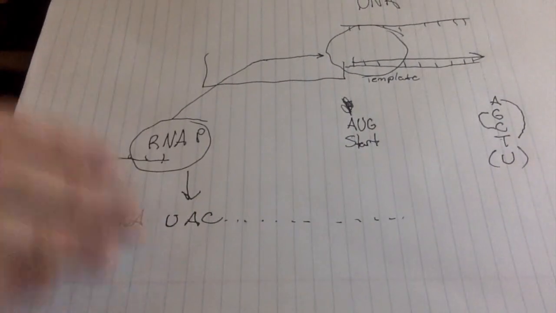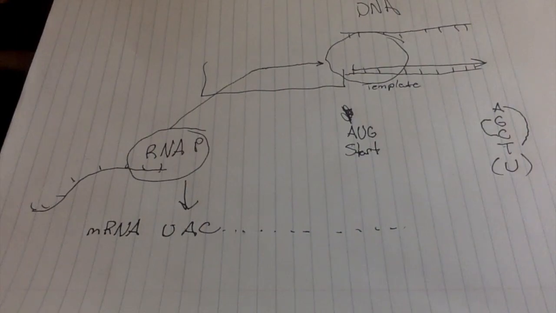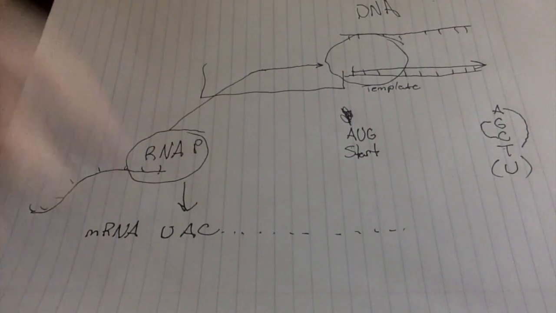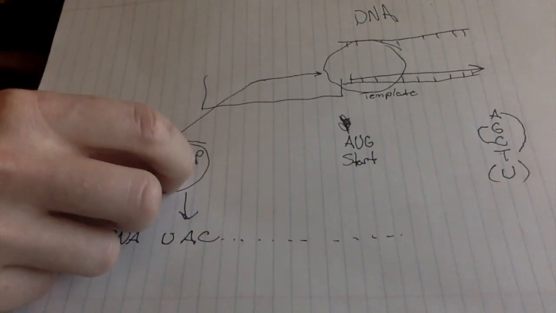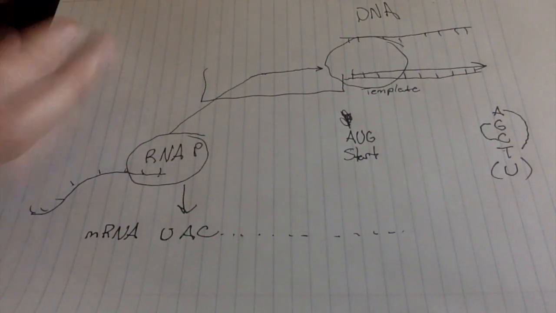What will actually happen instead is there is a protein that is attached to the RNA polymerase that binds and actually closes off the RNA polymerase, stopping its ability to transcribe for that period of time.